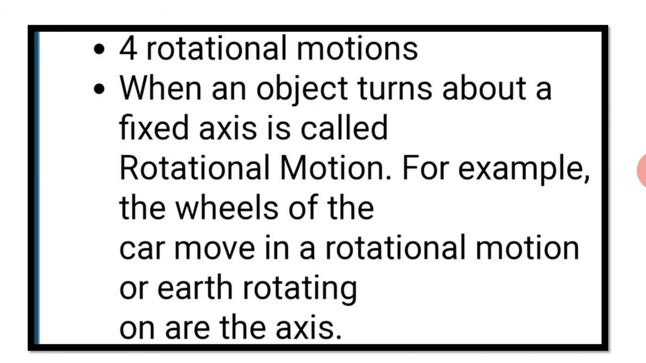Can you think of any other example of rotational motion? We can think of the earth rotating on its axis. It is a rotational motion. A car moving: the wheel of the car is moving in a rotation while the car is moving forward. So, we have discussed some kinds of motion.